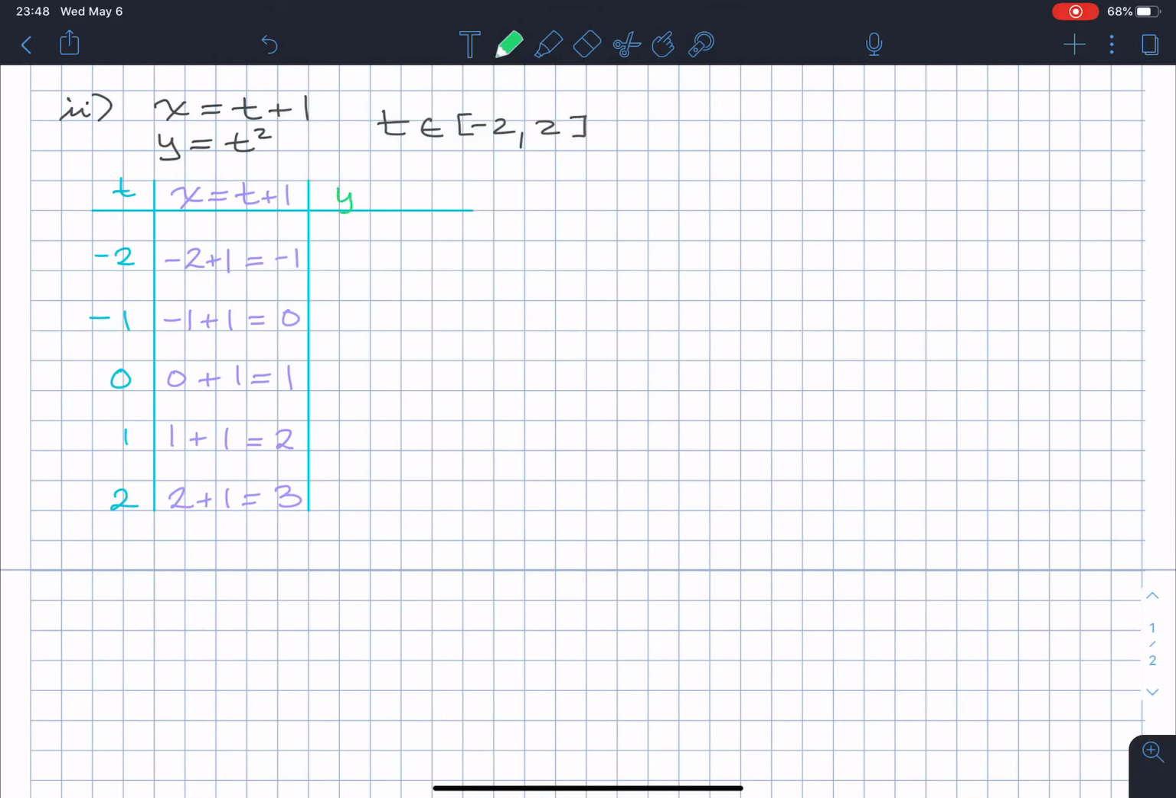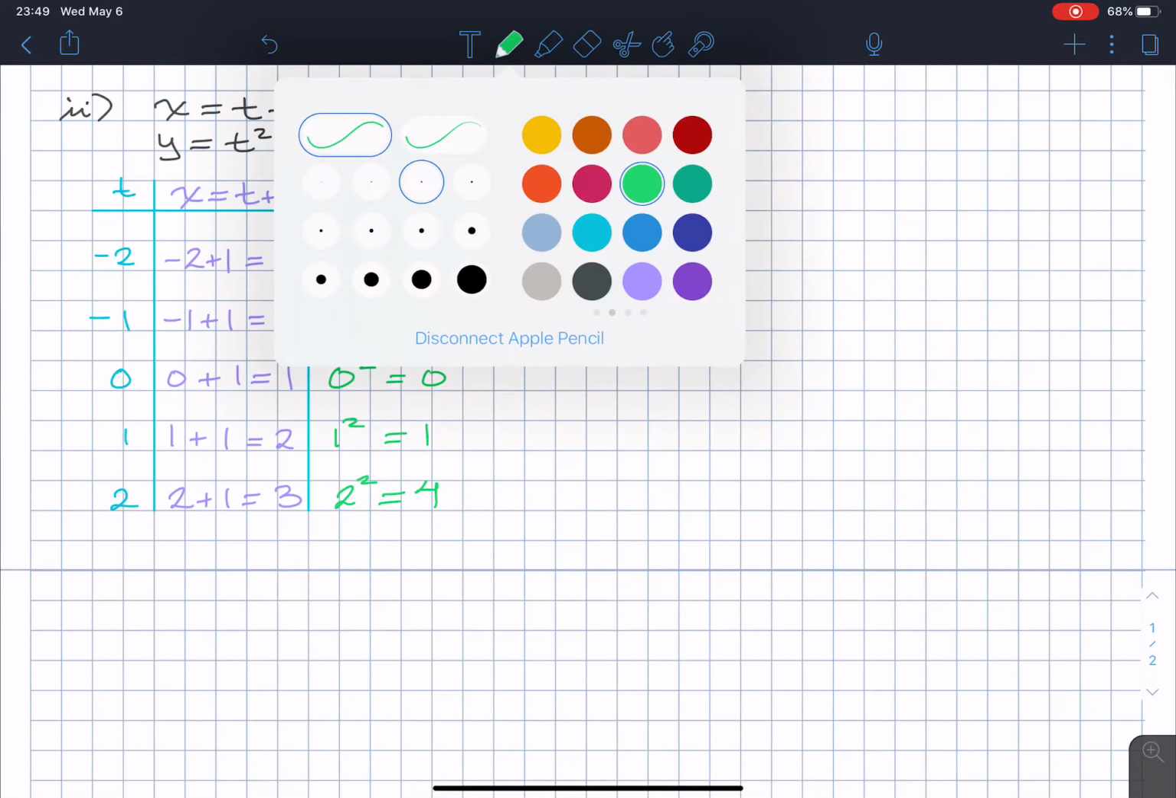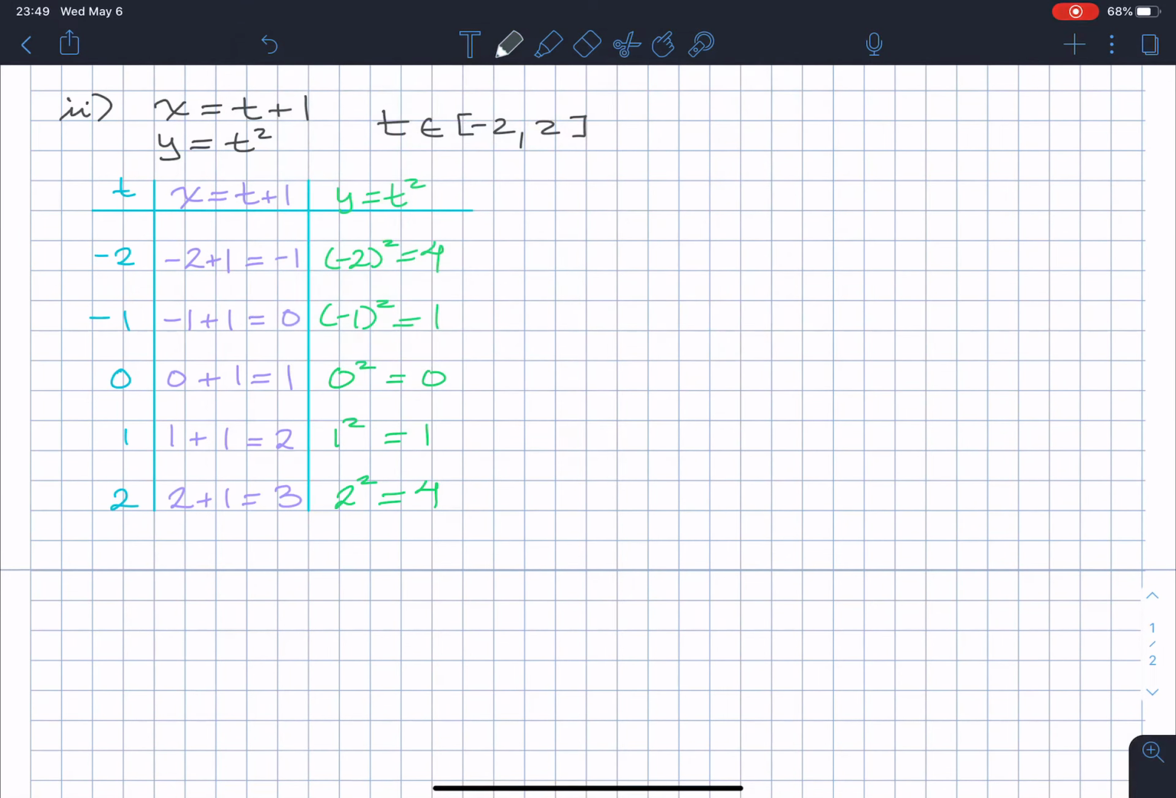My values for y are t squared. So negative 2 squared is 4. Negative 1 squared is 1. 0 squared is 0. 1 squared is 1, and 2 squared is 4. Okay, so my values for y vary between 0 and 4. My values for x vary between negative 1 and 3.